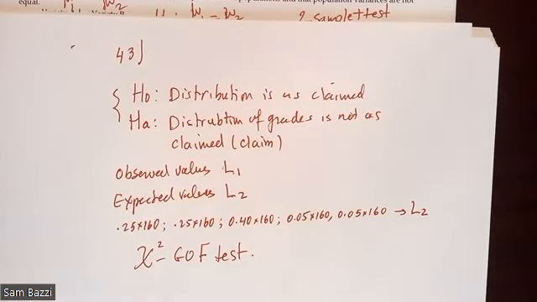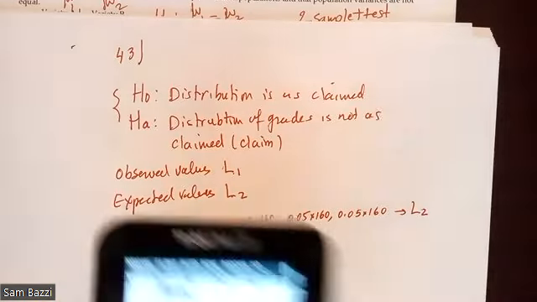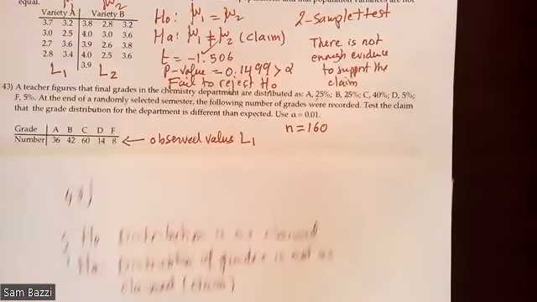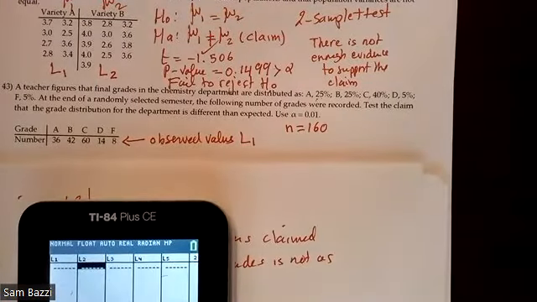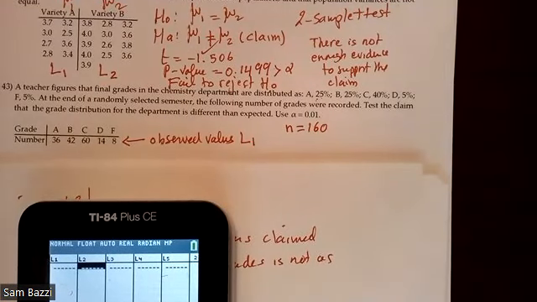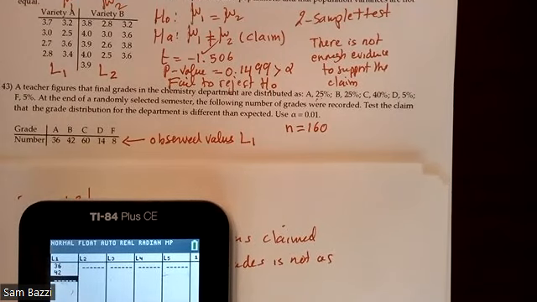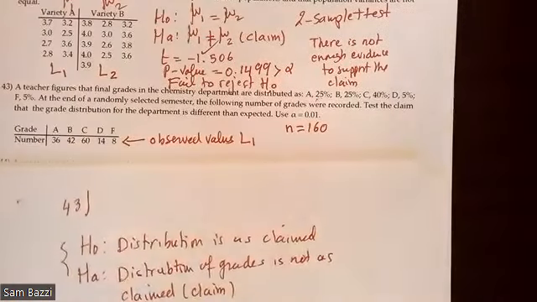We're going to go to the calculator, stat, edit. I'm going to clear my lists and show you how to input the values. L1, let's copy what we see on the screen. So for L1, 36, 42, 60, 14, and 8. L2, the ones that I worked out here.